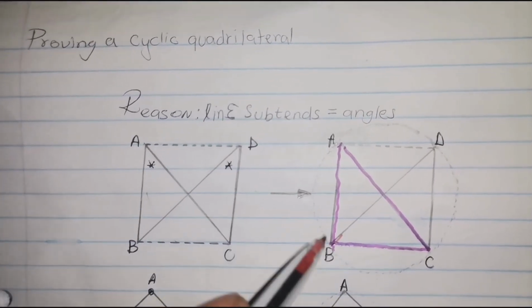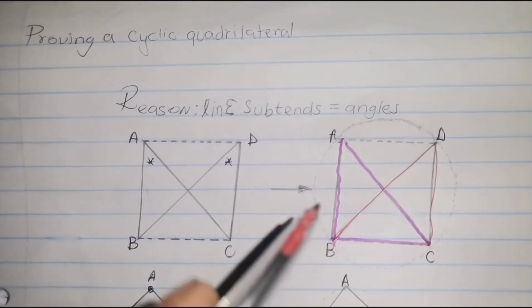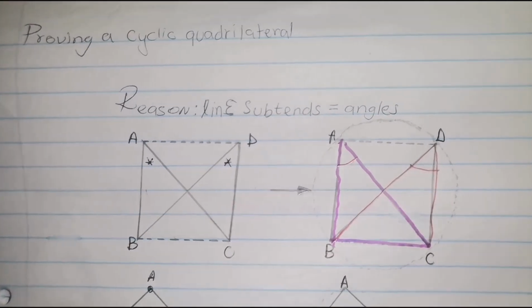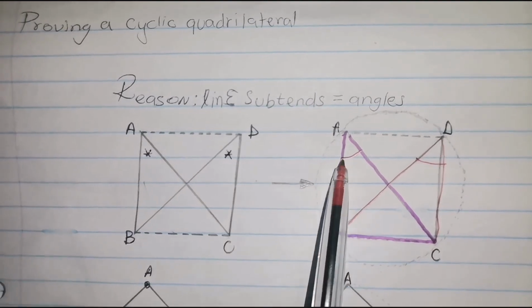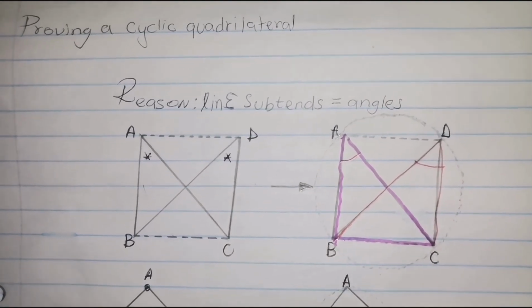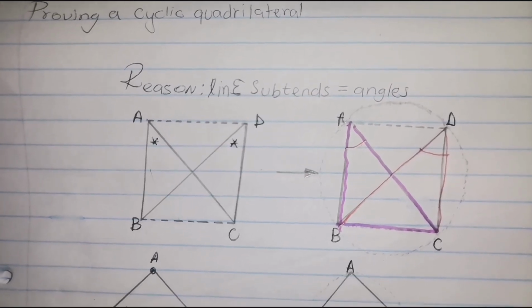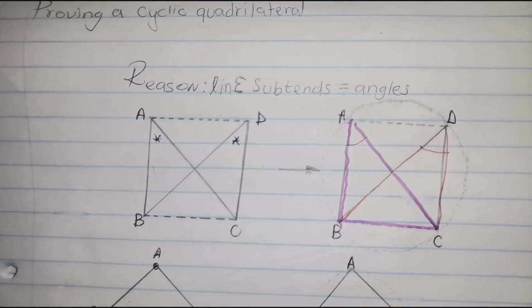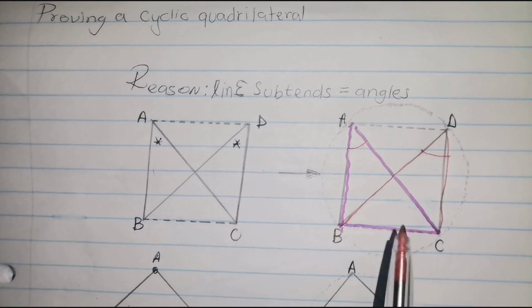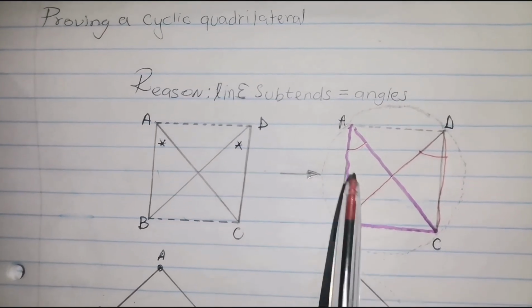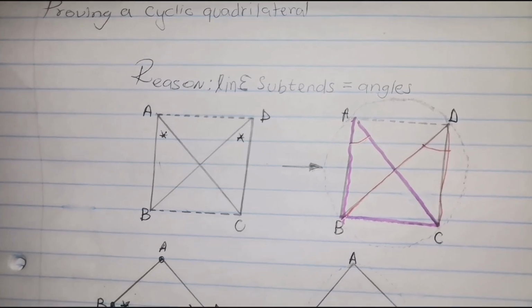Here we have chord BC. Chord BC subtends these 2 angles. If BC makes these 2 angles, then these 2 angles are going to be equal to each other. Angles subtended by the same chord. That is the reason you can use to prove that a particular quadrilateral is a cyclic quad. Theorem number 4. Go back to theorem number 4, guys. It says we have a chord here, and if it makes 2 angles, then those angles are going to be equal. Angles subtended by the same chord.